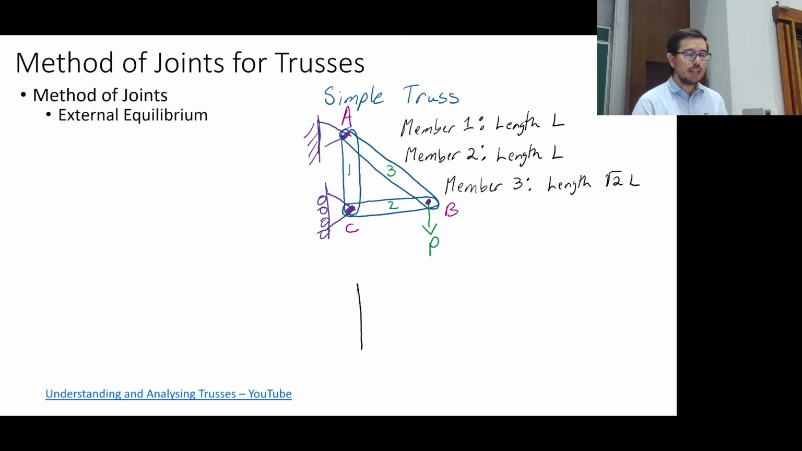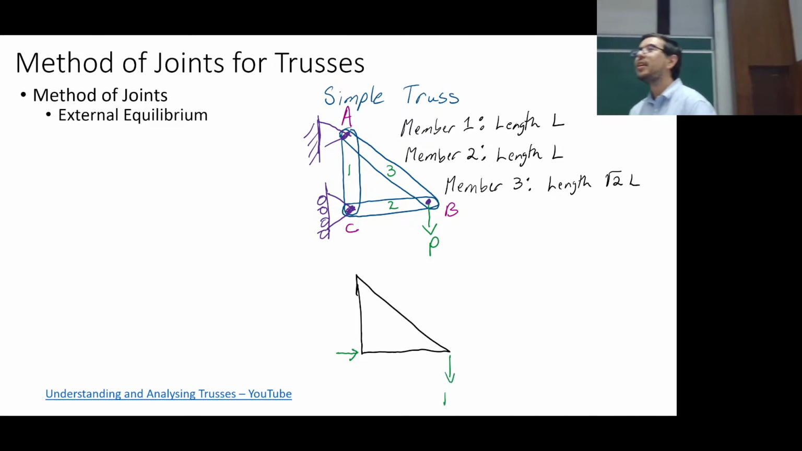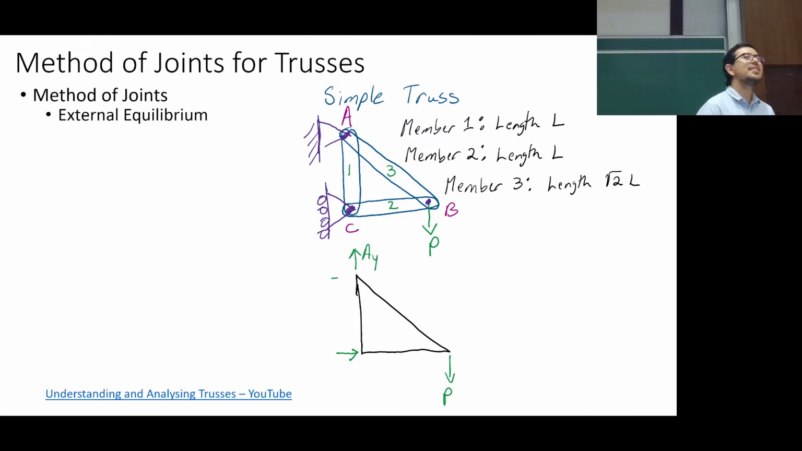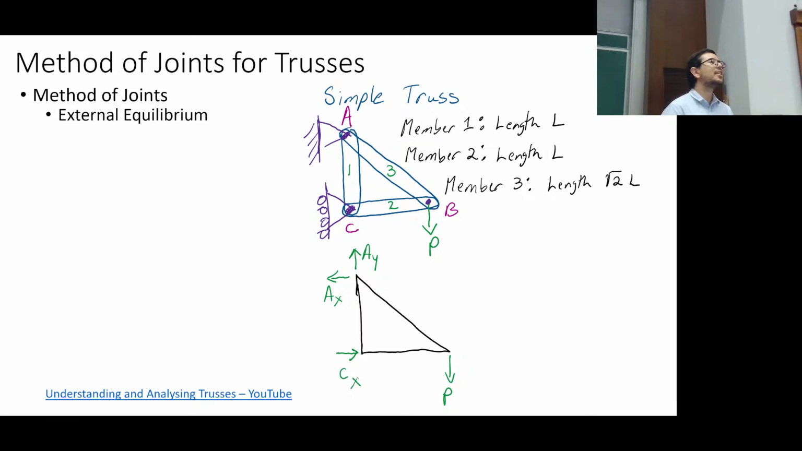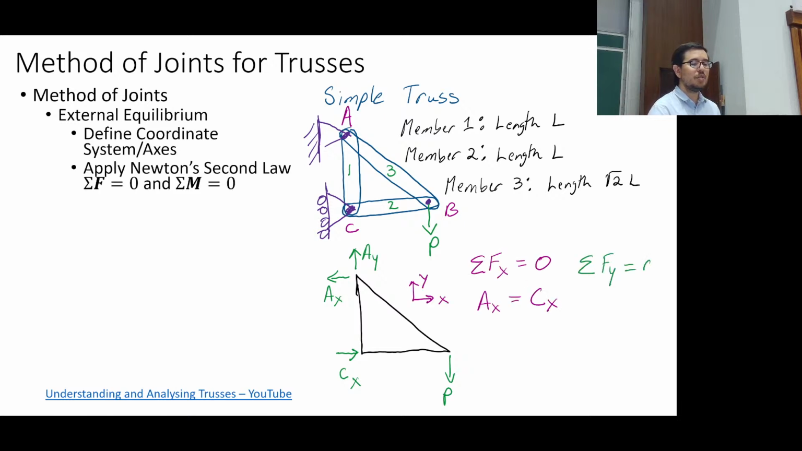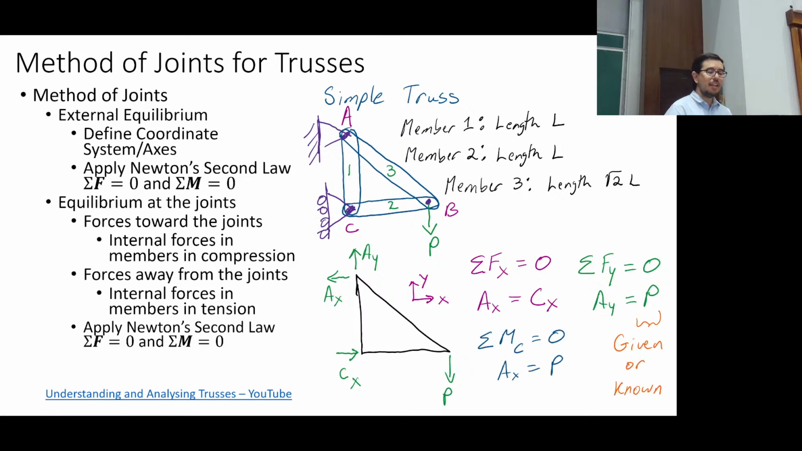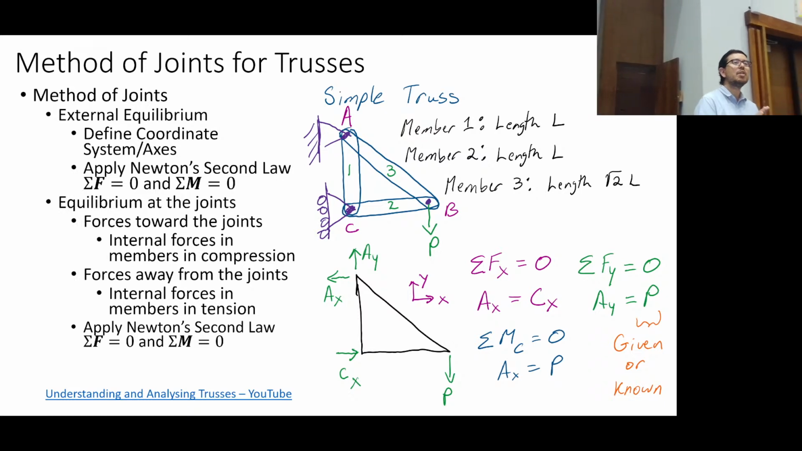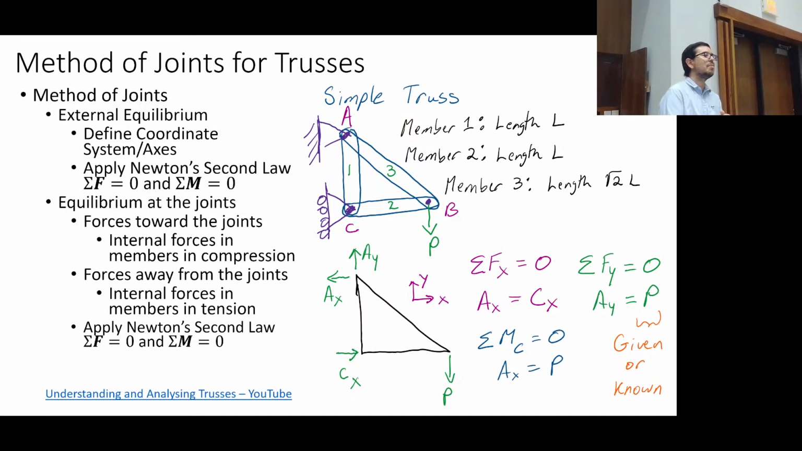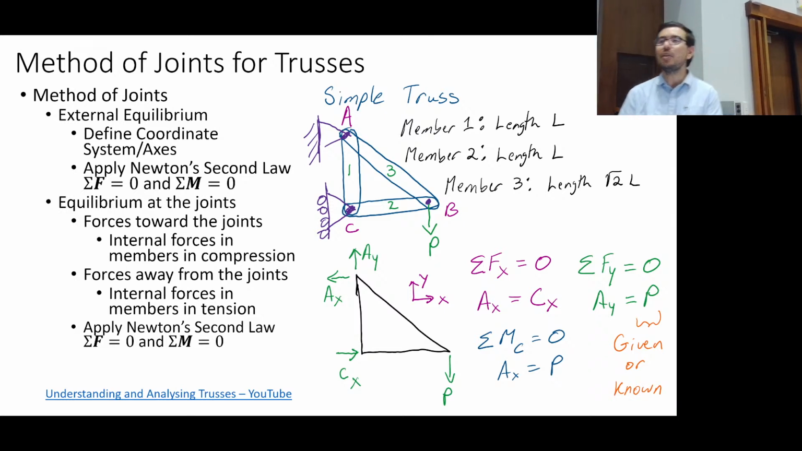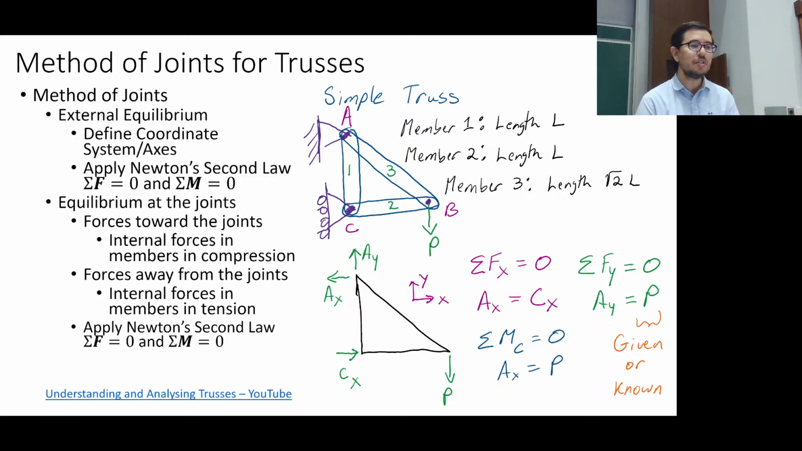With the method of joints, does anyone remember the advantage of the method of joints? Is there an advantage to method of joints? So the method of joints allows us to calculate the forces in every member of the truss. Do you remember that? Whereas method of sections can be faster.